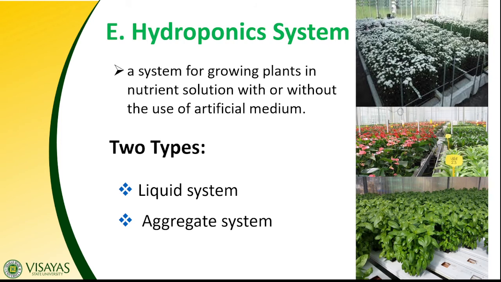Another way or technology of controlling flowering is the use of hydroponic system, which is a system of growing plants in nutrient solution with or without the use of artificial medium. And there are two types of hydroponic system: the liquid and the aggregate hydroponic system. And so we can see here plants that are grown hydroponically.